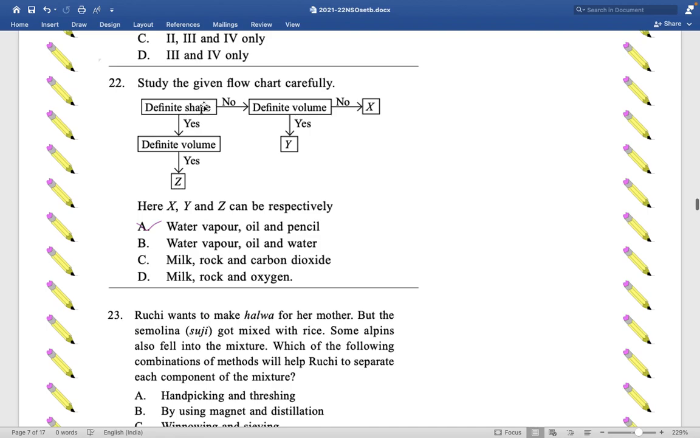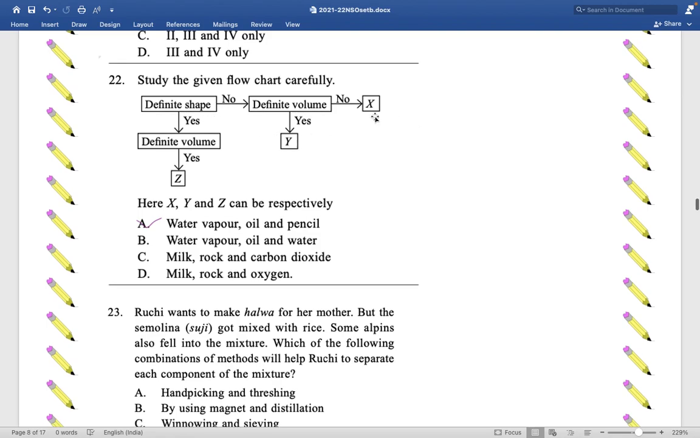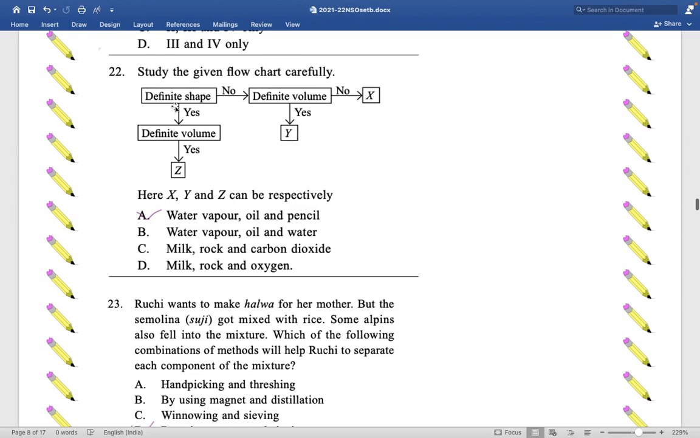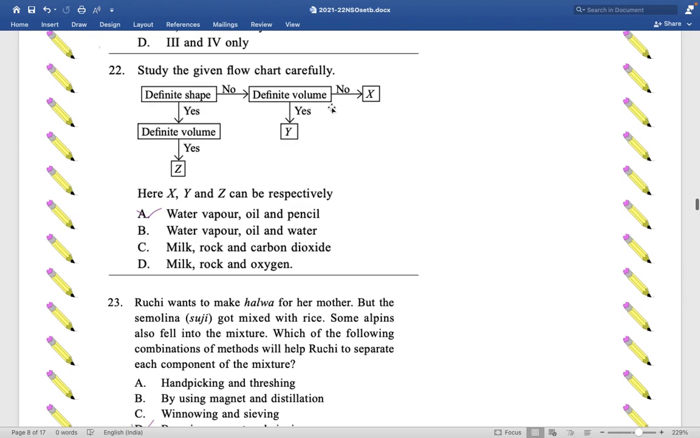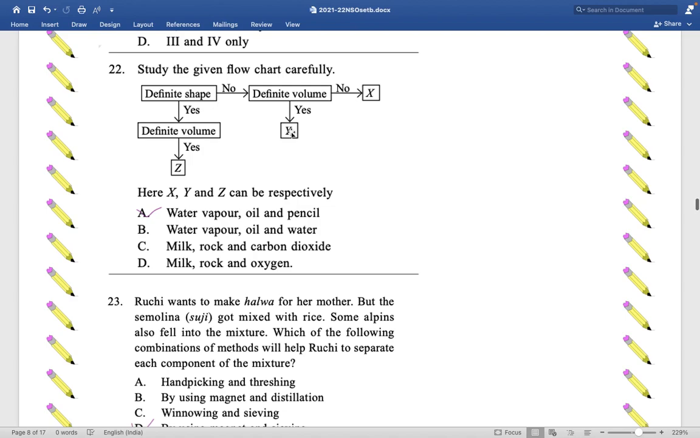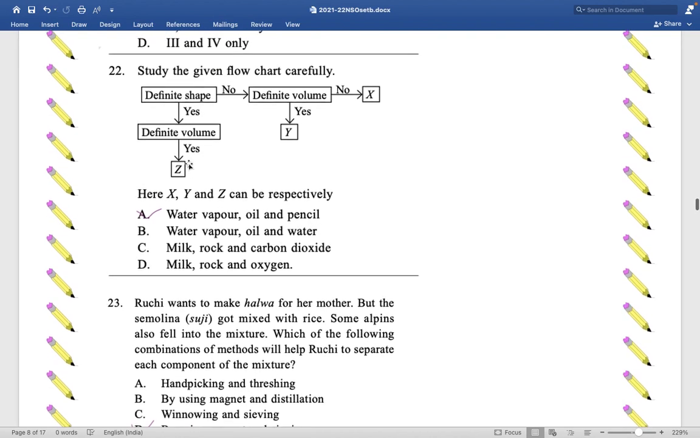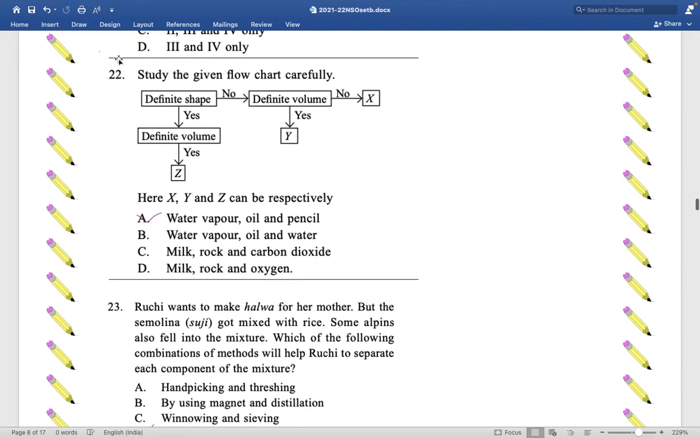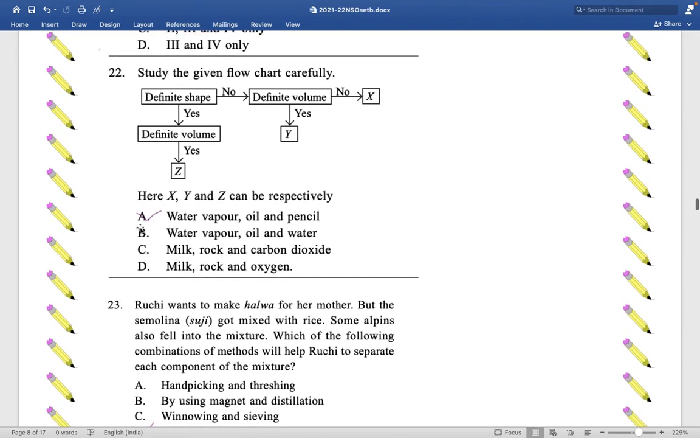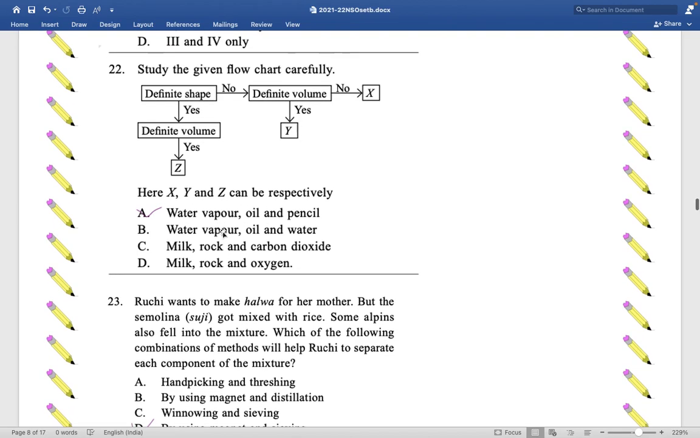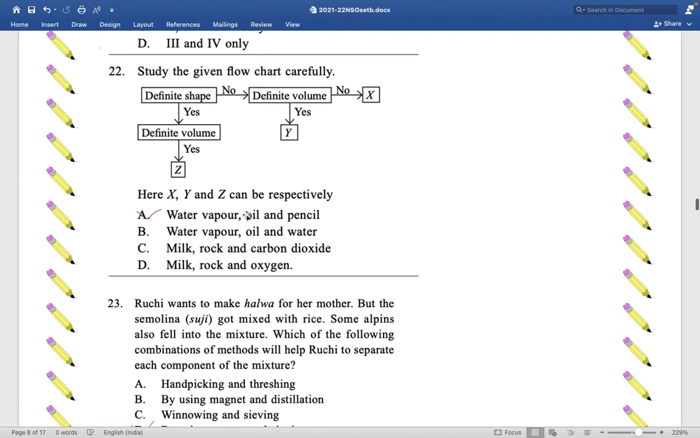Here, X does not have a definite shape nor a definite volume, so it is a gas. Y does not have a definite shape, but it does have a definite volume, so it is a liquid. Z has a definite shape and a definite volume, which means it is a solid. So A is the correct answer as water vapor is a gas, oil is a liquid, and pencil is a solid.